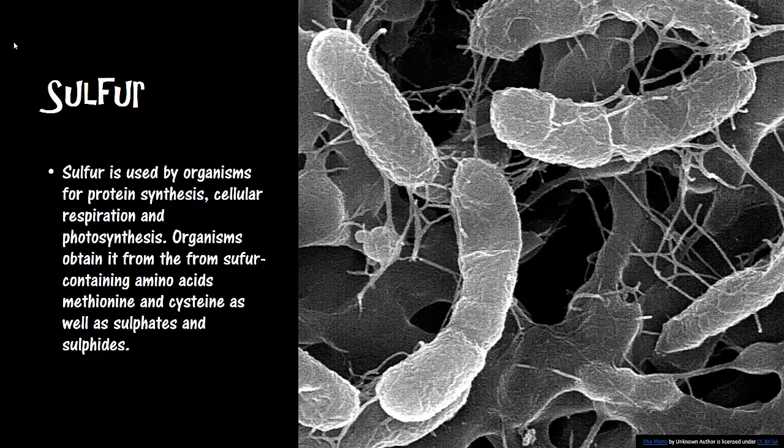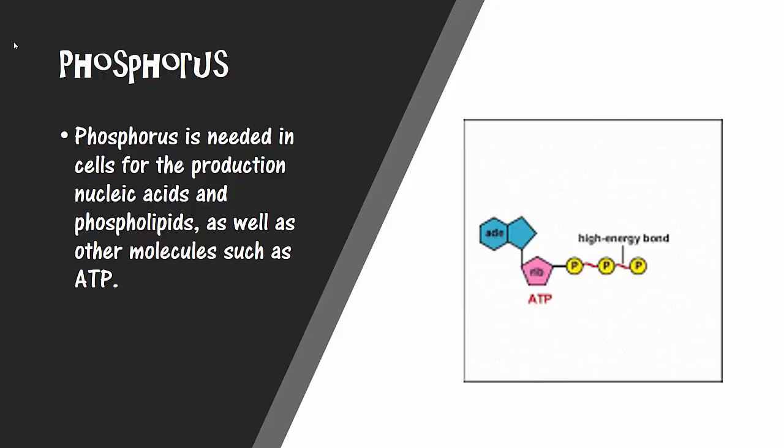Sulfur is used by microorganisms for protein synthesis, cellular respiration, and photosynthesis. Organisms obtain sulfur from sulfur-containing amino acids, methionine, and cysteine, as well as sulfates and sulfides. Phosphorus is also needed in cells for the production of some nucleic acids and phospholipids, as well as other very important molecules such as ATP.